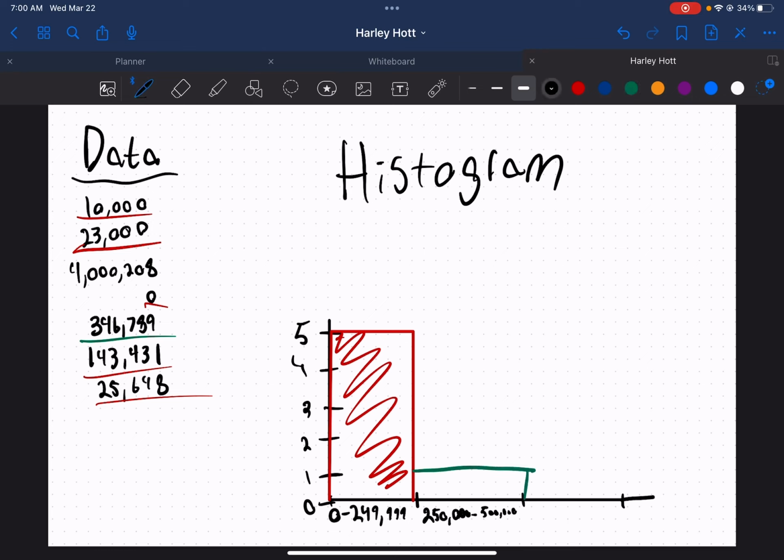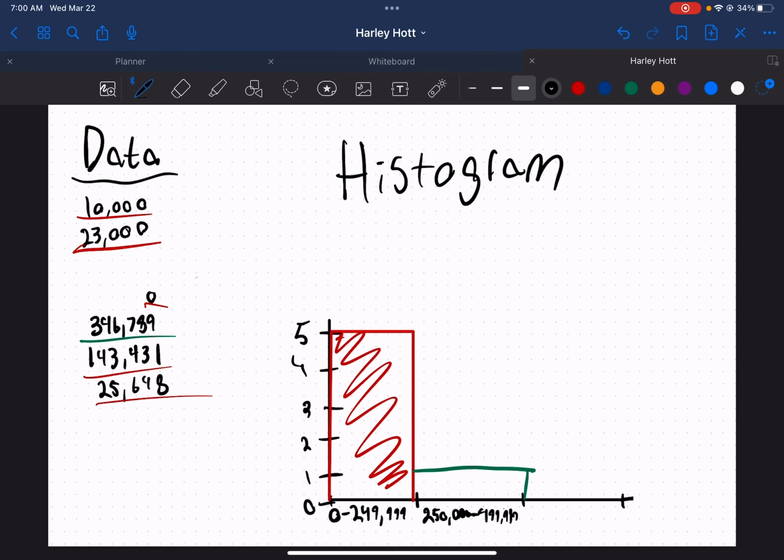Now this histogram is going to have to get long to include this 4 million. So for the sake of time, I'm going to cut this 4 million out just so we don't have to make a super huge histogram. But we can keep going with our intervals. Our next interval would be 499,999.